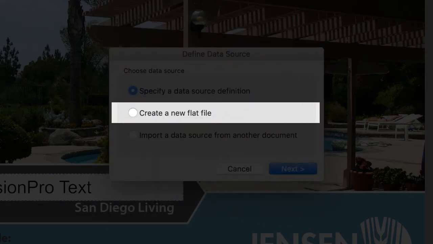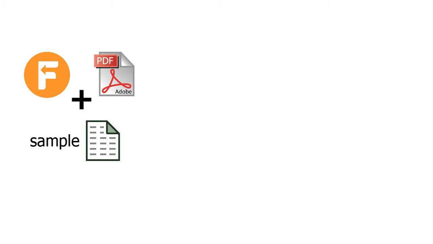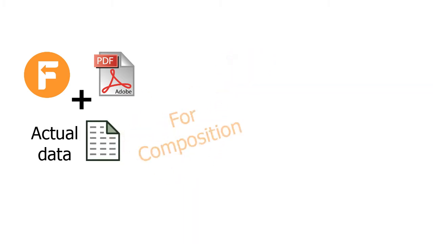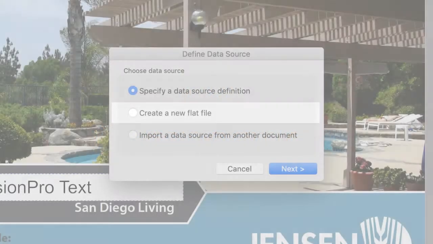Creating the data source is ideal for building the template prior to getting access to the actual data. Provided that the field names that will be in the final data source are known, creating the data file allows for sample data to be used for testing, but then when the actual data source is available, it can be swapped out to complete the composition.